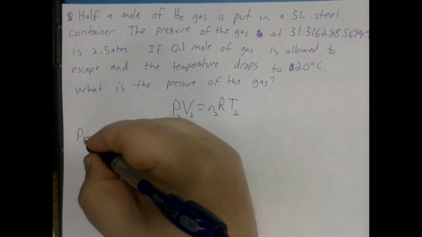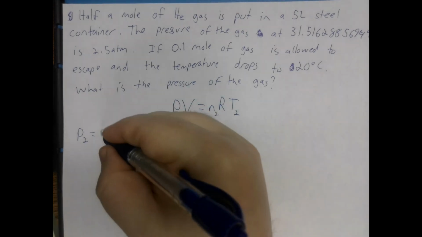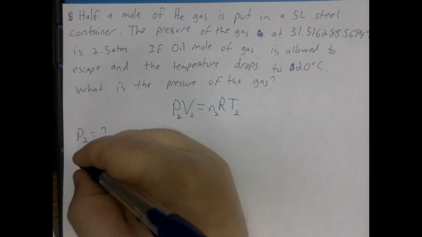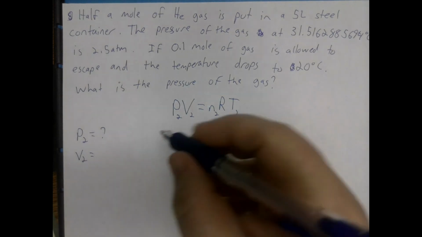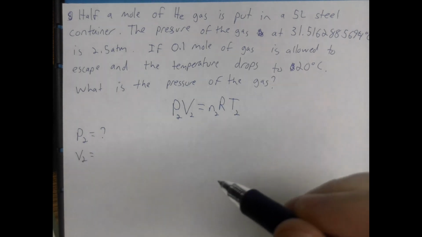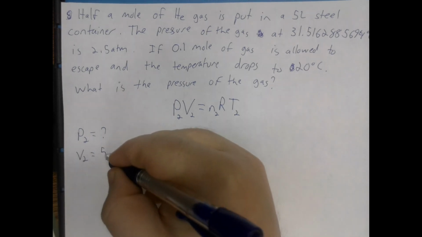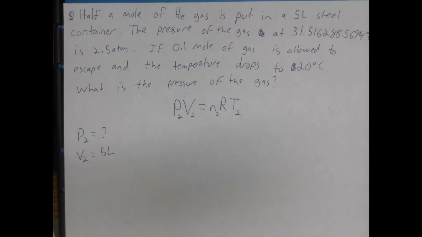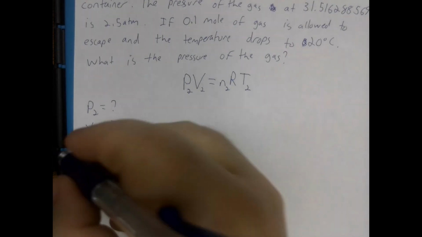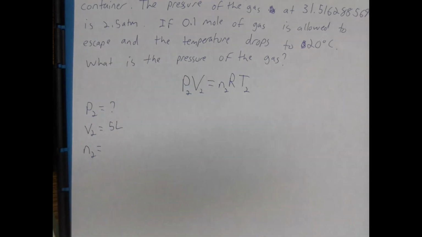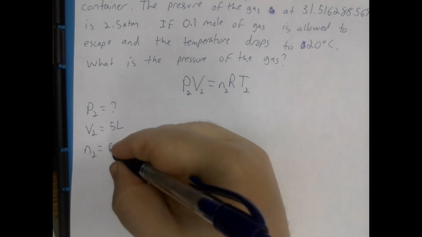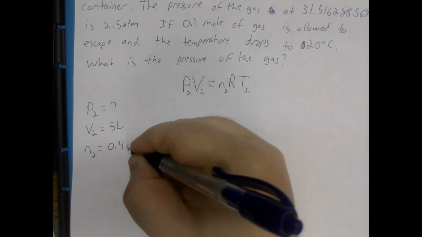What is the final pressure? Well, that's what we're trying to solve for. What is the final volume? We assume a steel container is going to maintain its shape and it's not going to shrink down. So the final volume is still going to stay at 5 liters. What is the final number of moles? Well, it started with half a mole and it lost 0.1 moles. So the final number of moles is 0.4 mole.